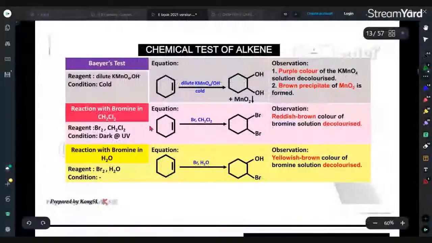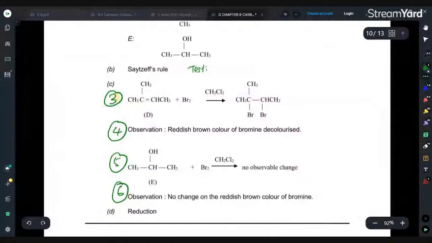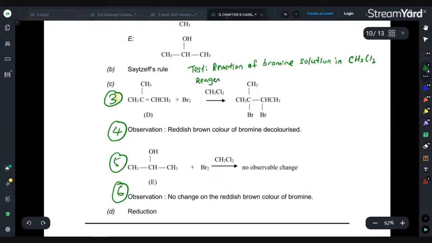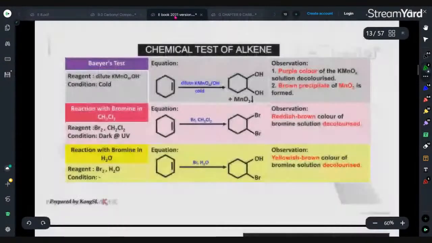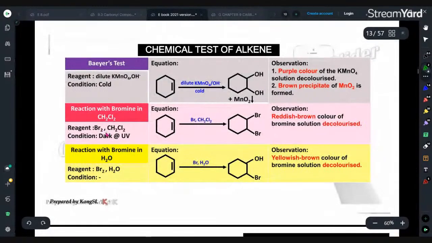Okay, you just draw like this. What is the test? So test: reaction of bromine solution in dichloromethane, or just write CH2Cl2 like this. So what is the reagent? So for the reagent, you just write Br2, slash CH2Cl2. So this is the reagent. Br2, comma. Just follow the comma.